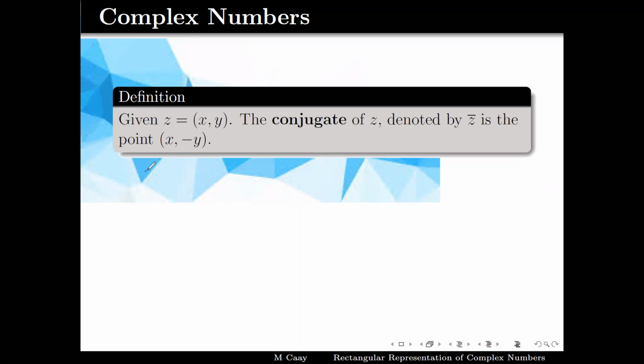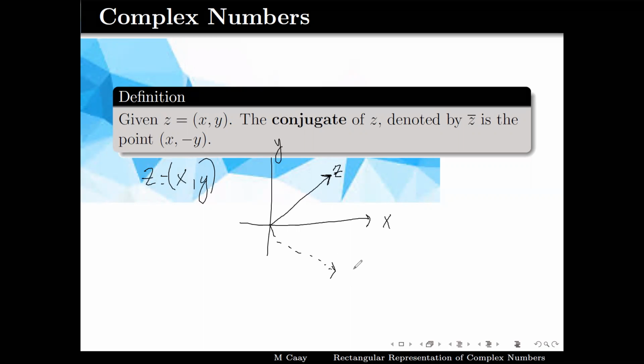Say, for example, you have z here equals (x, y). So you have the complex plane here, x and y. And if you have z here, its conjugate is actually the reflection with respect to the x-axis. So this is the z bar here. Whatever the angle of elevation with respect to the x-axis, this is the same as the angle of depression with respect to the x-axis. Okay?